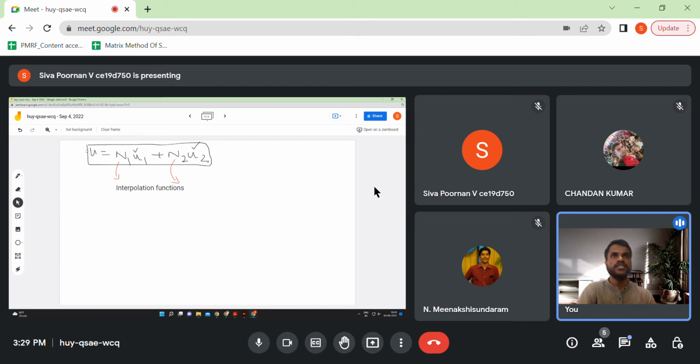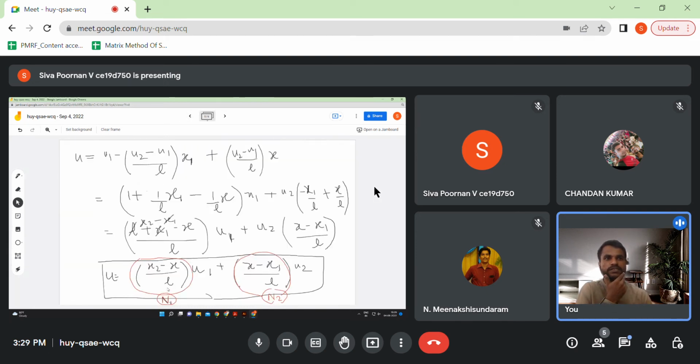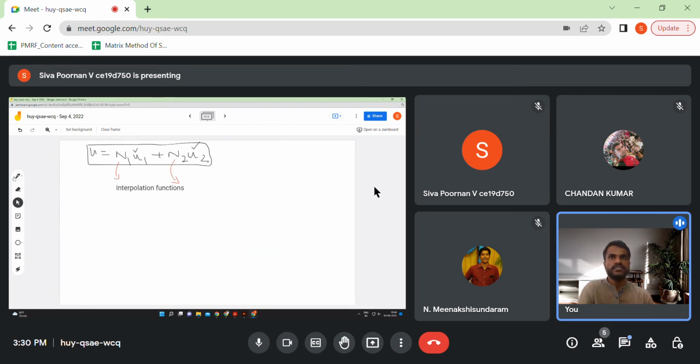Okay, so what are n1 and n2 if you see carefully? N1 is nothing but x2 minus x by l. So how does it vary with x? It's going to change with x, right? x2 is the coordinate of the second point, x1 is the coordinate of the first point, and x is just changing as we move along x, right? So if you plot it along x, what do we see? We plot it along x, this is going to be the x-axis, and this is going to be how this function n1 varies.